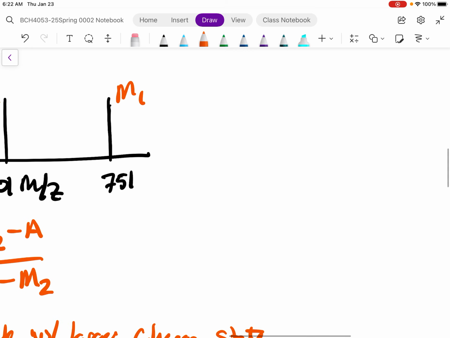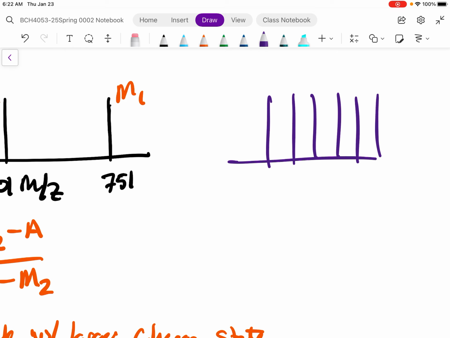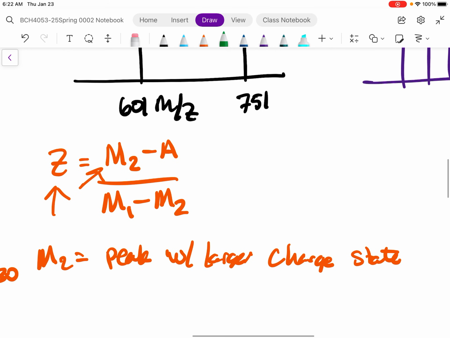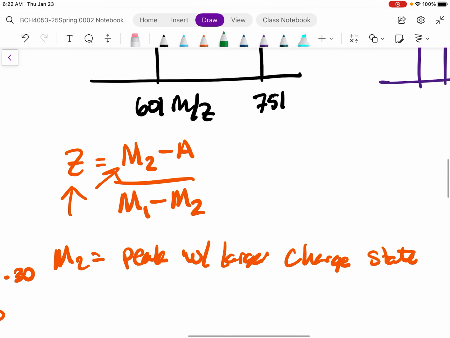Now, when you have a more complicated mass spectrum with lots of signals right here, you have to choose the two peaks that are right next to each other. So you could do those two or those two. You cannot compare this peak to that peak. The formula will not work. And then what is A? A in our situation here is just going to be the proton. The mass of the proton equals just 1. That's all we have to remember. A is going to be 1.